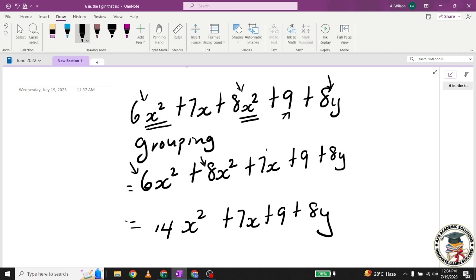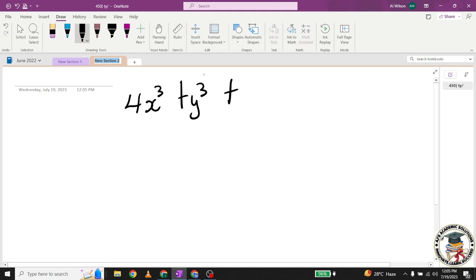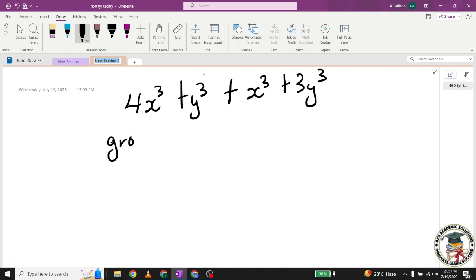So let's look at one that's a little bit easier to identify, and then we'll move on to some more advanced questions. Let's say we have 4x cubed plus y cubed being added to x cubed plus 3y cubed. So here's our whole question written out. Again, remember we are grouping.